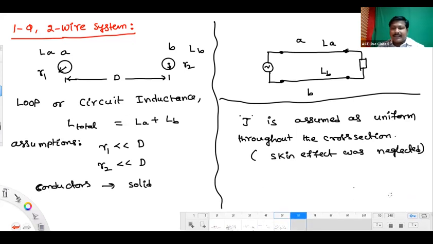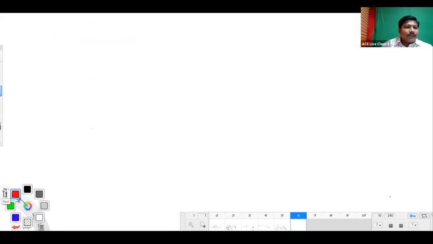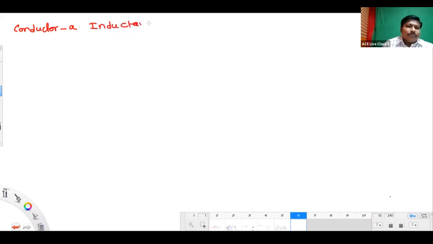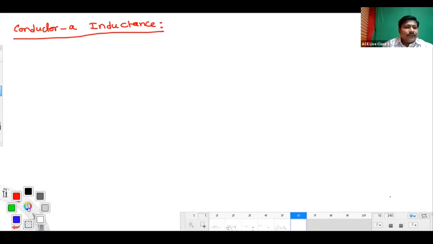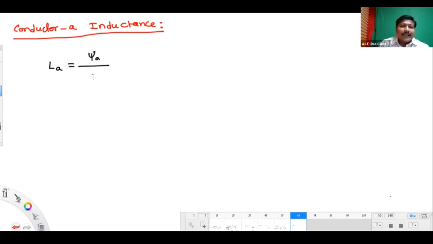I'm taking it up in the next slide. Conductor A inductance. So I'll write LA. The basic formula for this inductance is flux linkages by current. Already we assumed it as a linear one. So I am writing simply it is flux linkages by current. So flux linkages, I'll say psi A, by current in the conductor A.